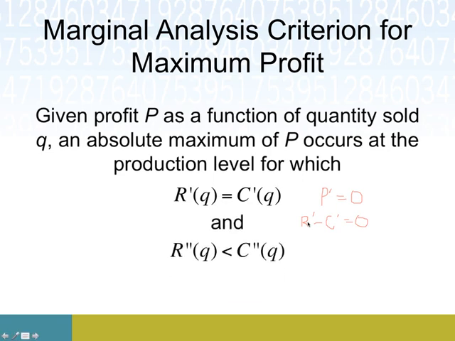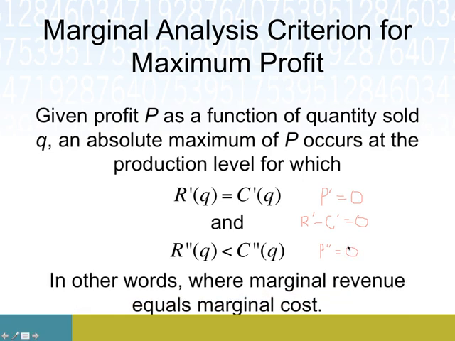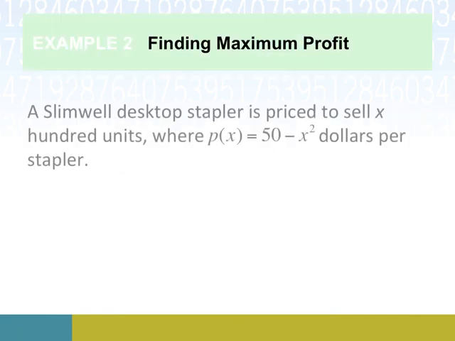And then to make sure that the profit function is curved downward, so we get our second derivative test backing us up, then we make sure that R double prime is less than C double prime. That would make sure that P double prime is negative. And so the profit function is curved downward, and thus we would have a maximum at any critical point. Okay, and in words we're just saying we want marginal revenue to be equal to marginal cost. So let's try this out.